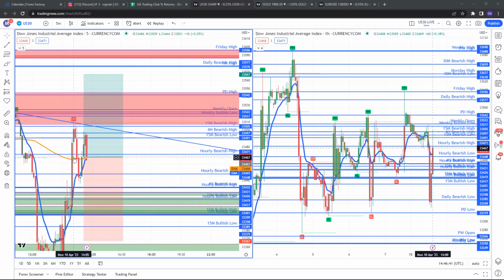So let's see, that trade was up 467. So the trade was up about 30 or so pips.